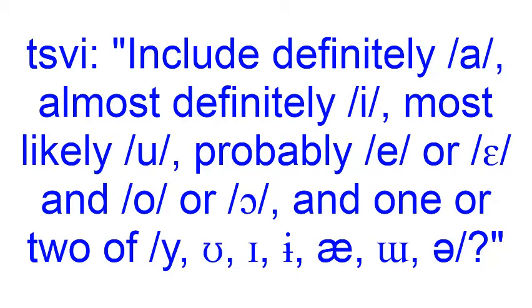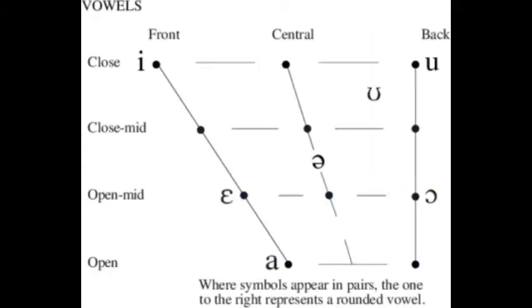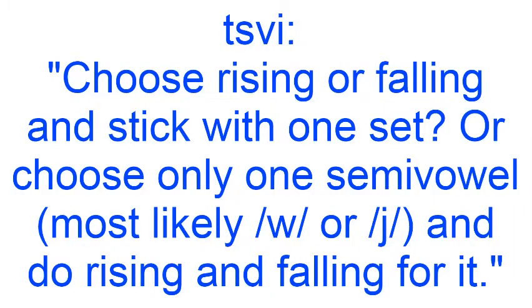Starting with the vowels, they left behind this answer, detailing the types of vowels to include, many of them to be chosen by him based on certain limitations and other things. This is the vowel inventory based on Caden's decisions. The open mid-front, unrounded, and back, rounded, vowels are included, along with the near-close near-back vowel and the schwa. In the case of diphthongs, they said choose rising or falling and stick with one set. Or choose only one semivowel, most likely /w/ or /j/ and do rising and falling for it.